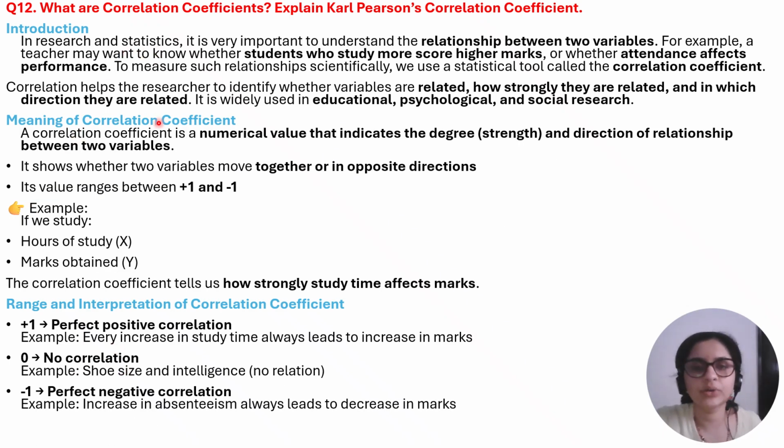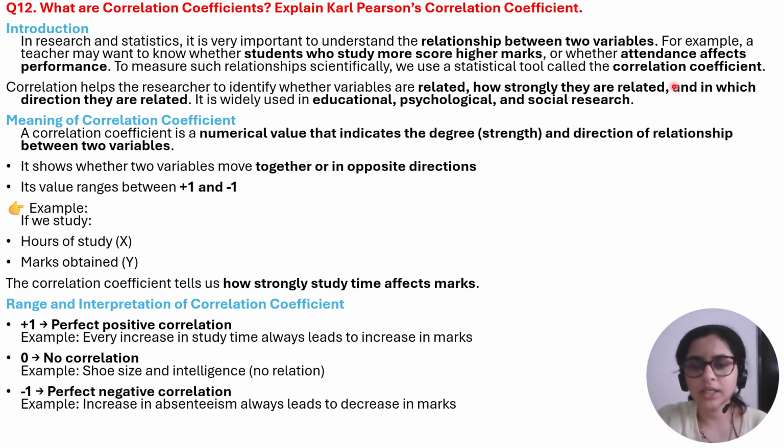What is correlation coefficient? Explain Karl Pearson's correlation coefficient. So this is a part of statistics. It is very important to understand the relationship between two variables. For example, if a teacher wants to know whether the students who study more score higher marks, or whether attendance affects the performance, if studying more will affect performance or regularly attending classes will affect the performance, to measure such relationship scientifically, we use a statistical tool called correlation coefficient.